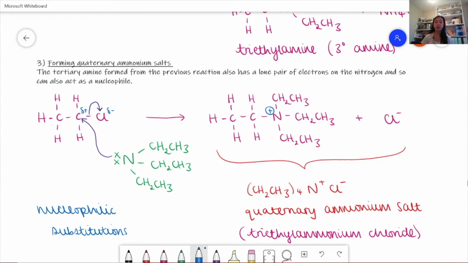And another thing we need to remember is that the reason why all of these further substitutions happen is because the products that we form always have a lone pair of electrons on the nitrogen, which means that the product can act as a nucleophile. So first our nucleophile is ammonia, and then the primary amine which we have formed also has that lone pair of electrons on the nitrogen, so that can also act as a nucleophile. And that's the same with then a secondary amine, and then finally a tertiary amine. And so we can go all the way to forming quaternary ammonium salts.